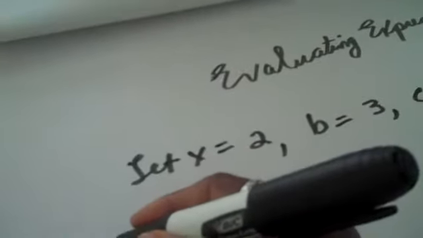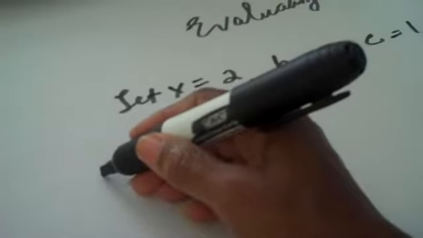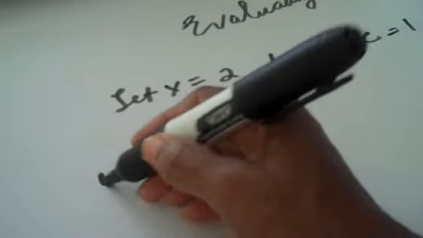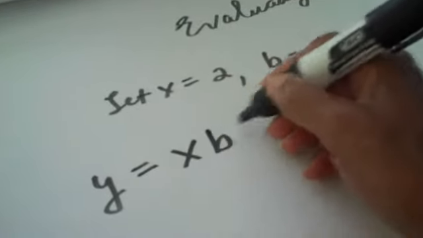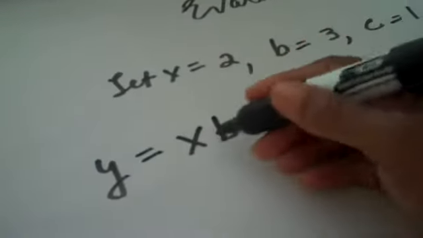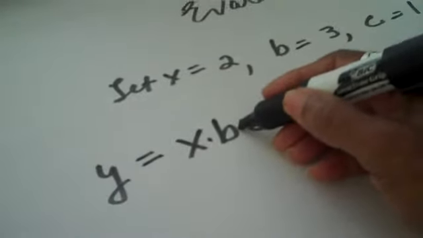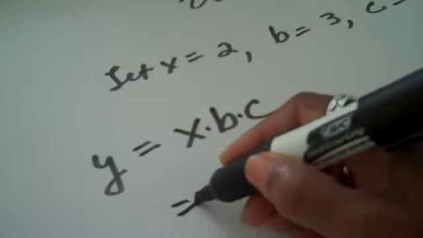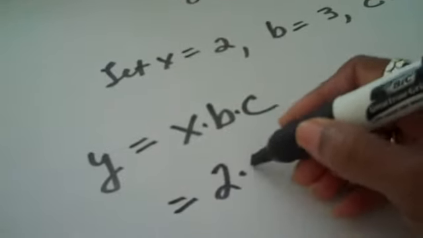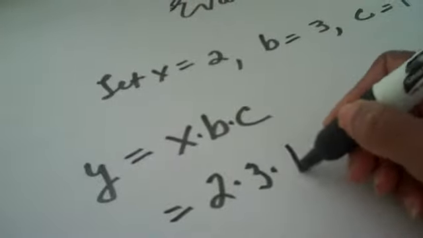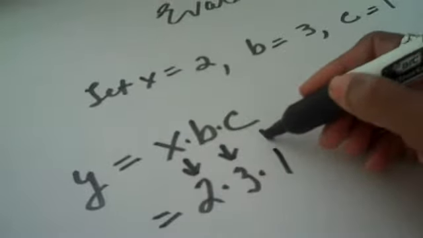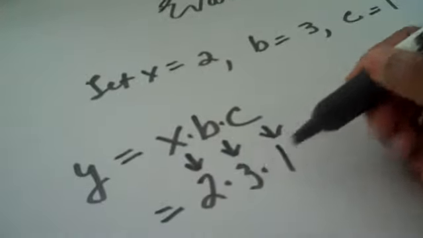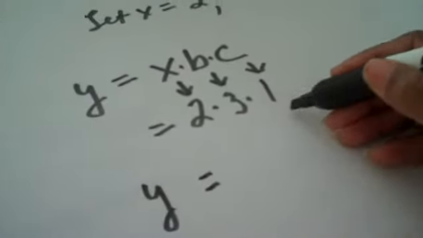And then we're going to start with our first example and say, okay, let's find y, the value of y when y equals xbc. Now, xbc means x times b times c. So then we'll plug in our values, and we know that x is 2, b is 3, and c is 1. So substitute in the value for x, the value for b, and the value for c, and those are all multiplied together, and then that means that y is equal to 2 times 3 times 1, which is 6.